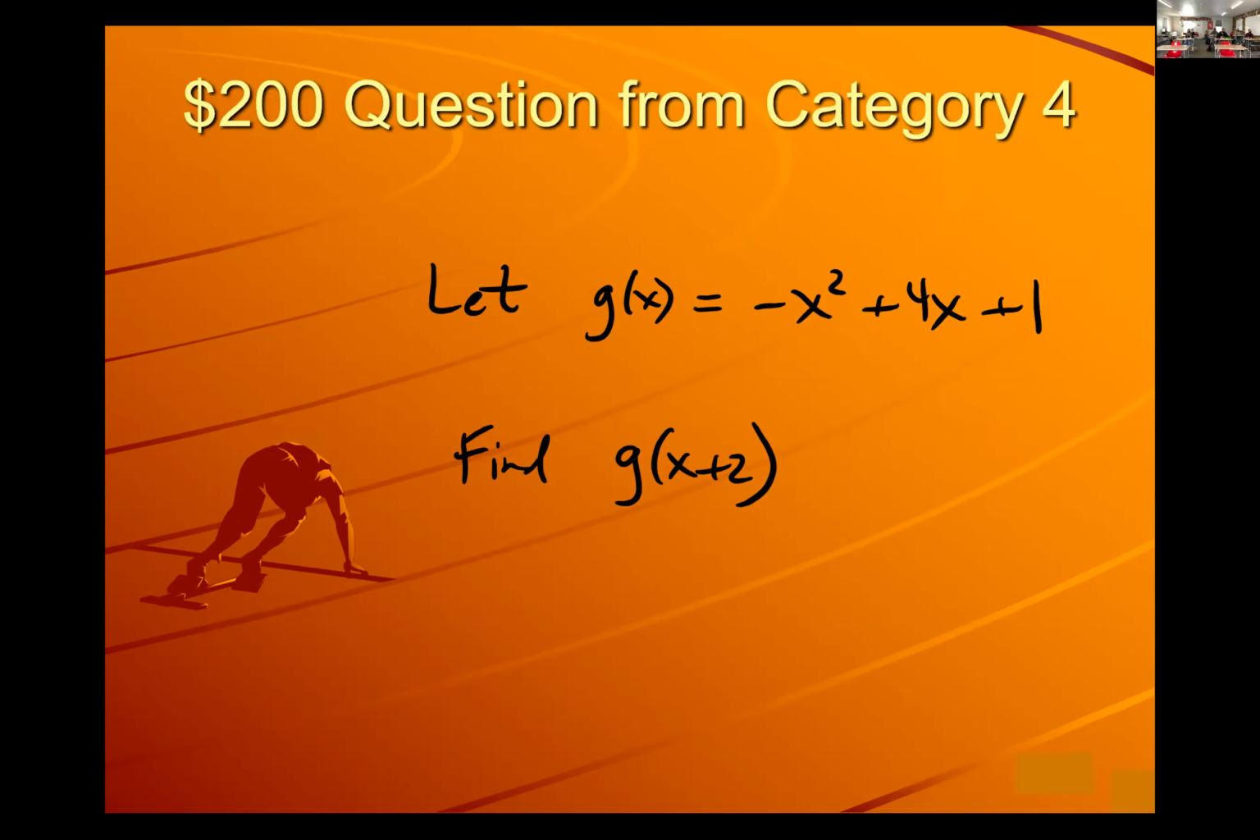Sorry, not playing daily doubles today, but go ahead. Answer. All right, raise your hand when you guys are done. So we have g of x is negative x squared plus 4x plus... Trying to find g of x plus 2.